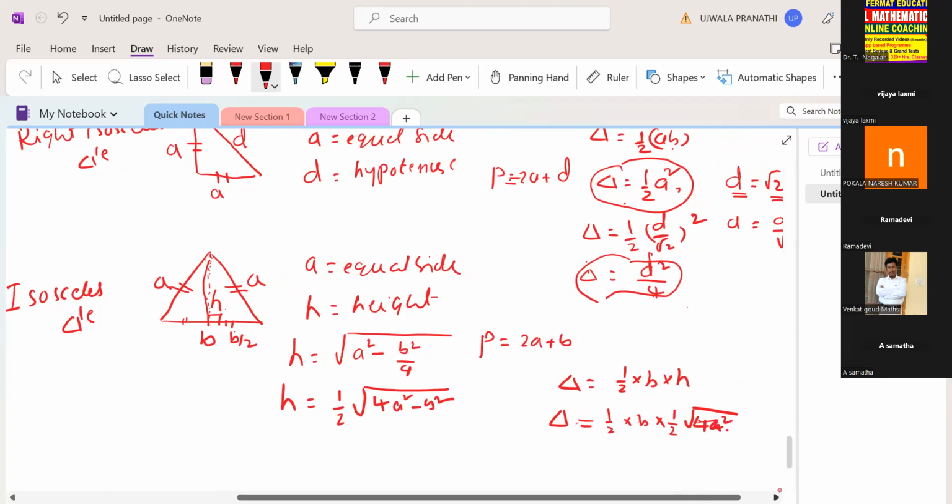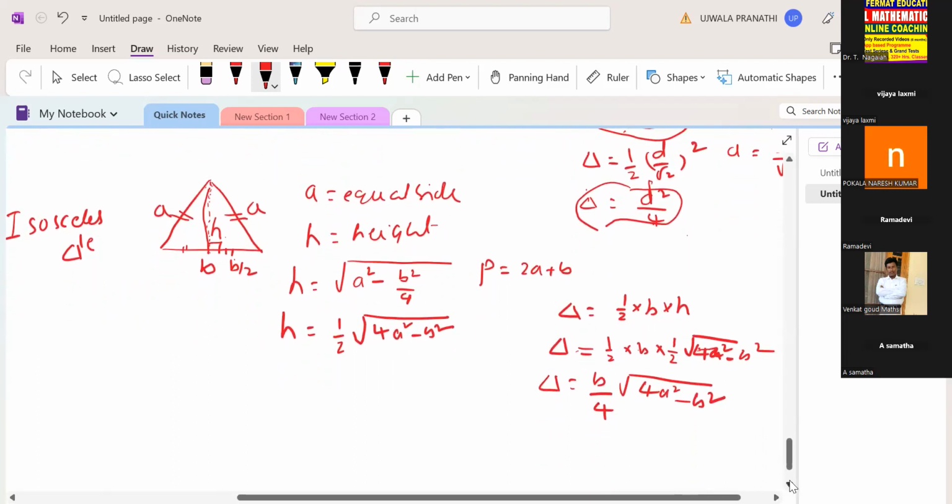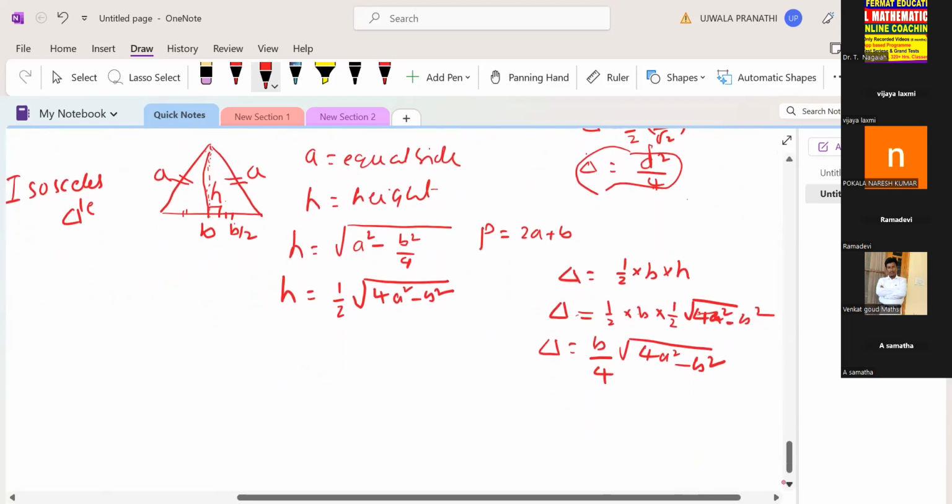This is 4a square minus b square. That is totally, we get delta is equal to b by 4 square root of 4a square minus b square. So ఈ ఫార్ములా గుర్తుంచుకోవాల్సిన అవసరం లేదు. Directly we can do this type of problem.